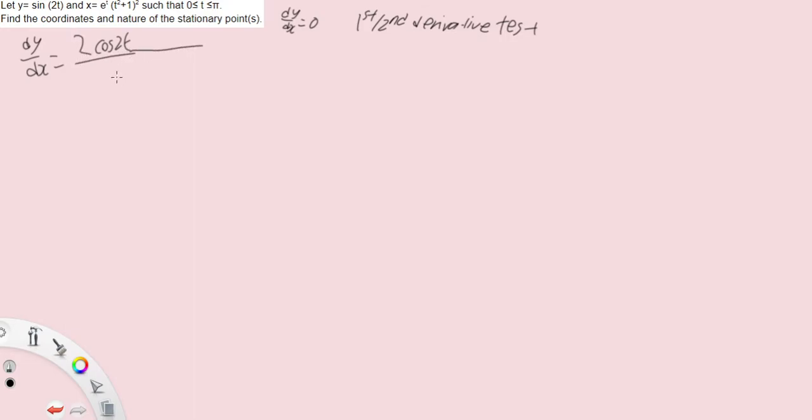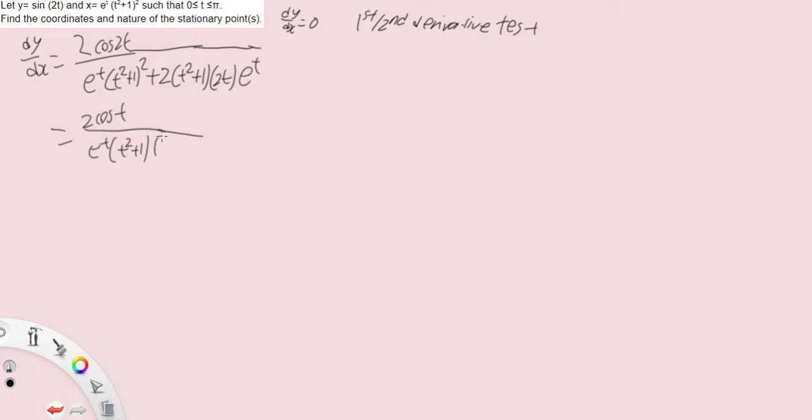Now I differentiate x with respect to t, therefore I differentiate e to the power of t first, giving me back e to the power of t. Therefore, I just times the other term. Now I just differentiate the other one, which is t squared plus 1, whole thing squared. Bring out the power, reduce the power by 1, differentiate inside, then I finally times the other term. Simplifying, I will get 2 cosine 2t over e to the power of t, t squared plus 1, t squared plus 1 plus 4t. So this is our dy/dx.